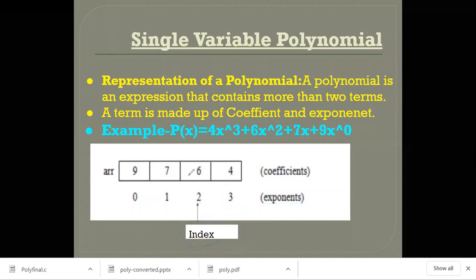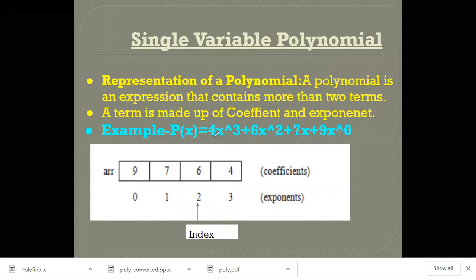How will the polynomial be stored in memory? Suppose I have used an array; then in the array, 0, 1, 2, 3 represent the exponent, that is the degree of that polynomial. And the actual values we store in the array, that is 9, 7, 6, 4, are the coefficients of that polynomial. Again, I'm repeating one important part, just concentrate on the example here.